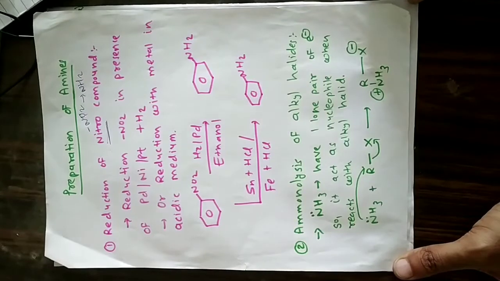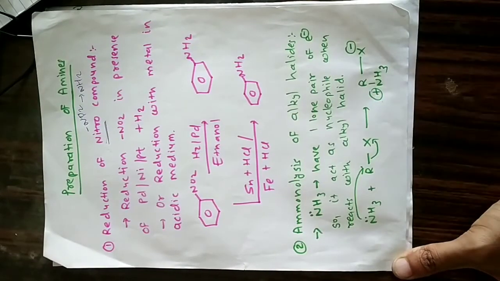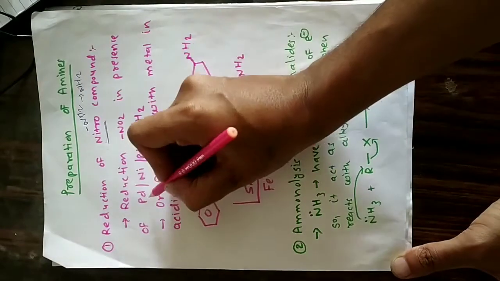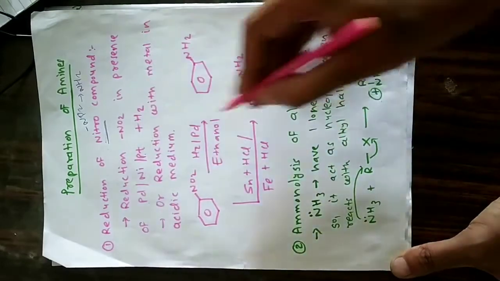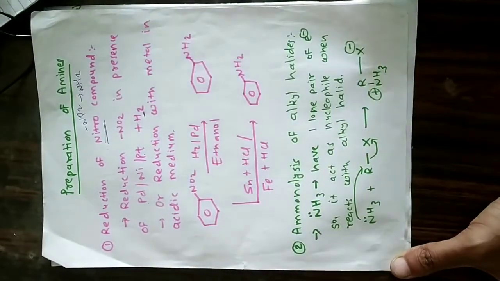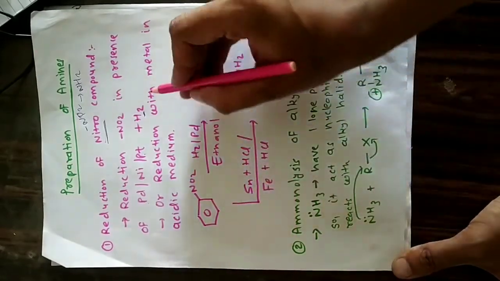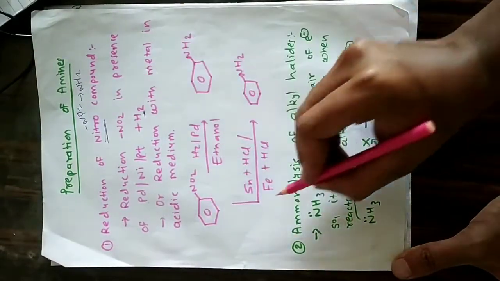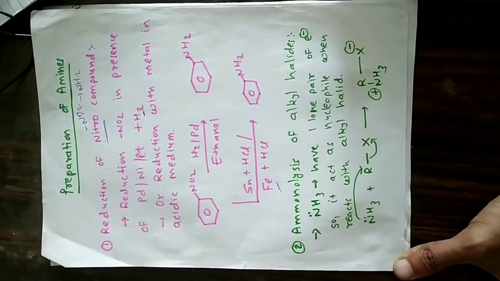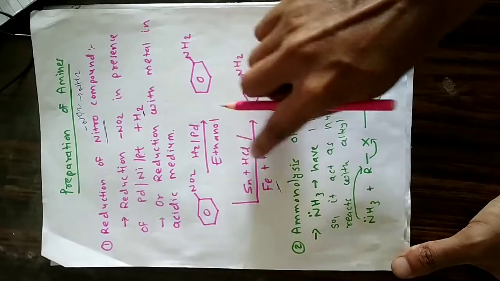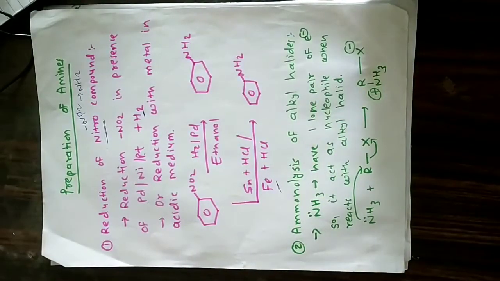Now we can perform reduction of nitro group using two different reagents. First one, you take palladium or nickel or platinum plate, on that pass hydrogen gas. Second one is use metal in acidic medium. As metal you can take tin Sn or iron Fe. So these are two different reagents for reduction of nitro group.